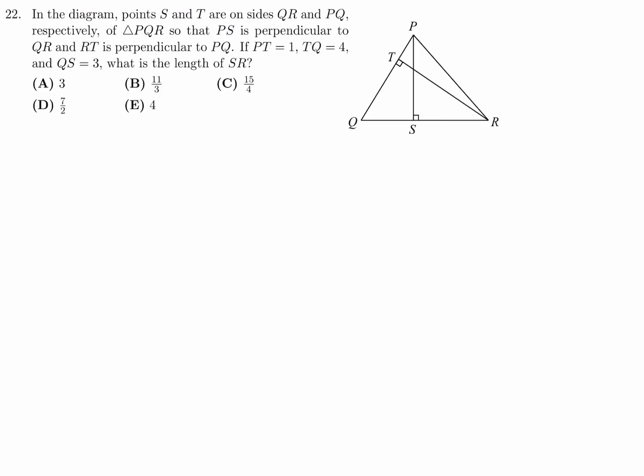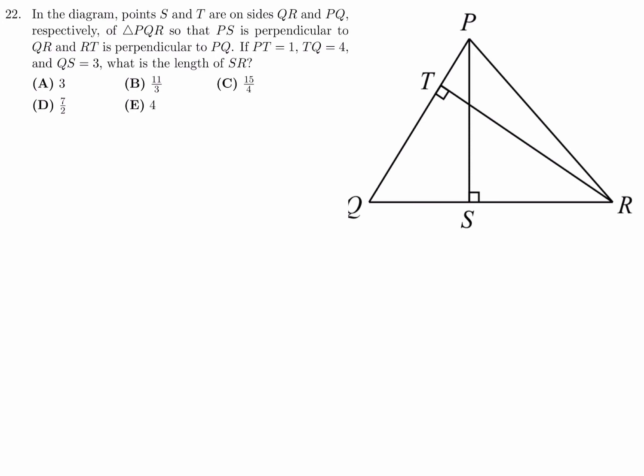In the diagram, points S and T are on sides QR and PQ respectively of triangle PQR, so that PS is perpendicular to QR and RT is perpendicular to PQ. PT is 1, TQ is 4, and QS is 3. What is the length of SR?